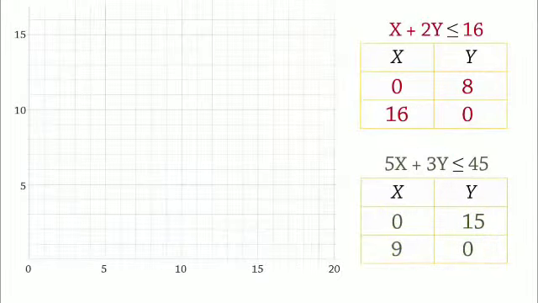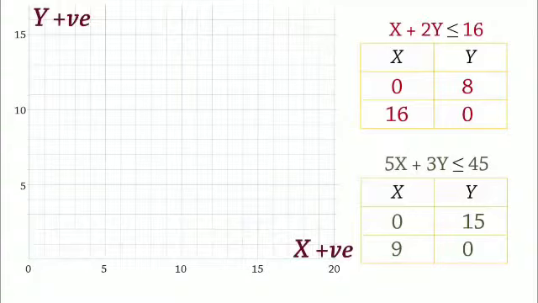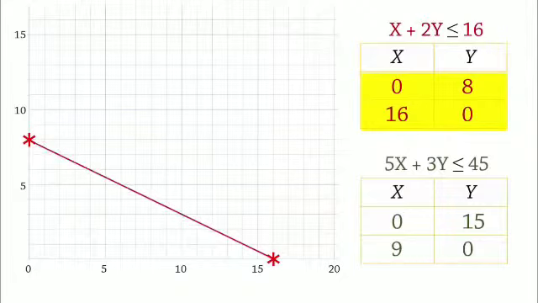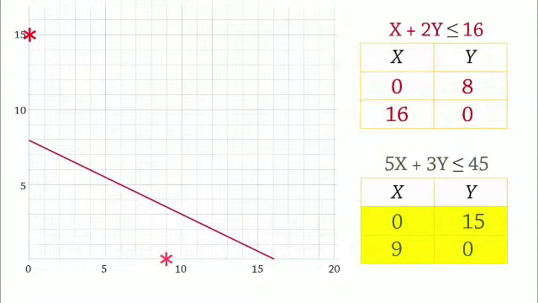Now, when drawing the graph, we usually just stay in the first quadrant, where both x and y are positive because of the non-negativity constraints. So for the first constraint, we have the points (0, 8) and (16, 0). We join those two points for the constraint line. We do the same for constraint 2: (0, 15) and (9, 0), and then draw the constraint line.